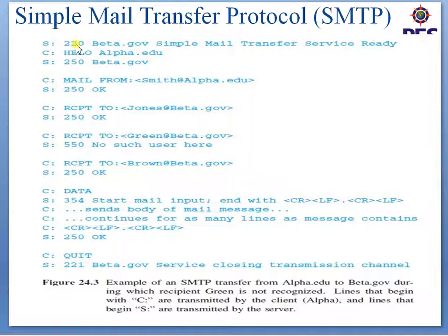Then next the client sends a RCPT command, which has the destination email address. Once the server receives the RCPT command, it responds with a 250 OK message. Suppose the destination email address is not present, then the server will respond with a 550 response code saying that no such user exists in the respective domain.